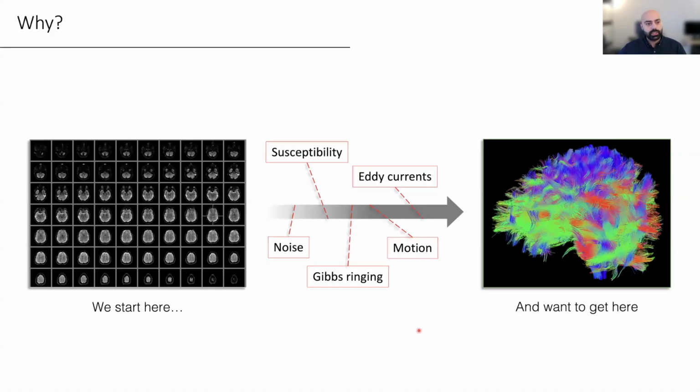This is mentioning the main things we deal with during pre-processing. So that's noise, susceptibility distortions, Gibbs ringing artifacts, motion and eddy current artifacts that affect the data geometrically. And we're going to deal with all of that today and see why they matter.